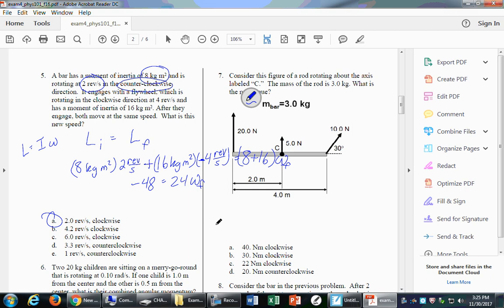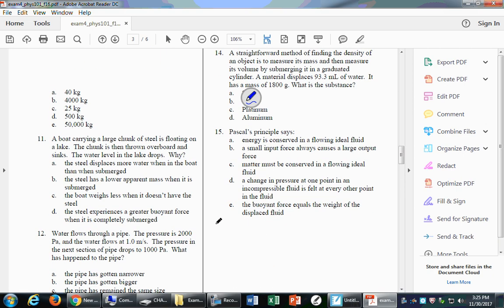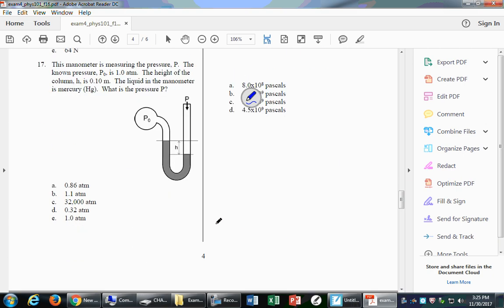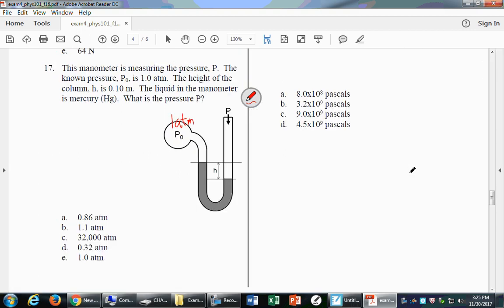Oh, that's this one. Manometer problem? Okay, you will have a manometer question. You shouldn't be surprised by that. In this question, I wanted to know the pressure P. I tell you that P naught is 1 atmosphere, and I want to know what P is. So remember, P is equal to P naught plus or minus rho g h.